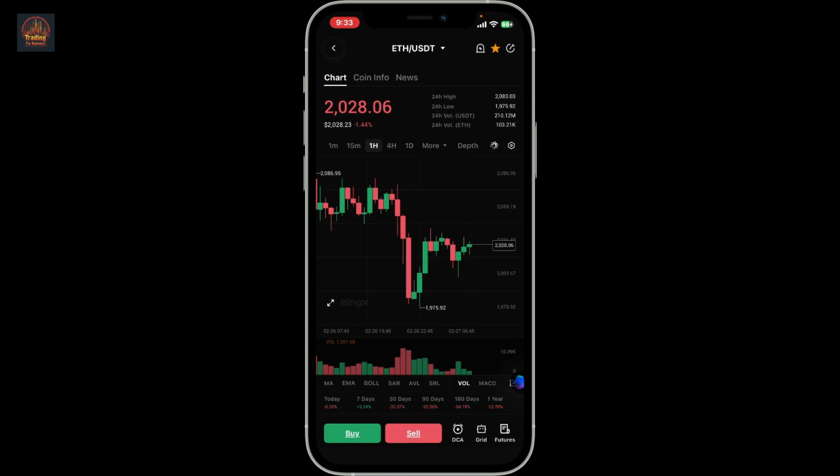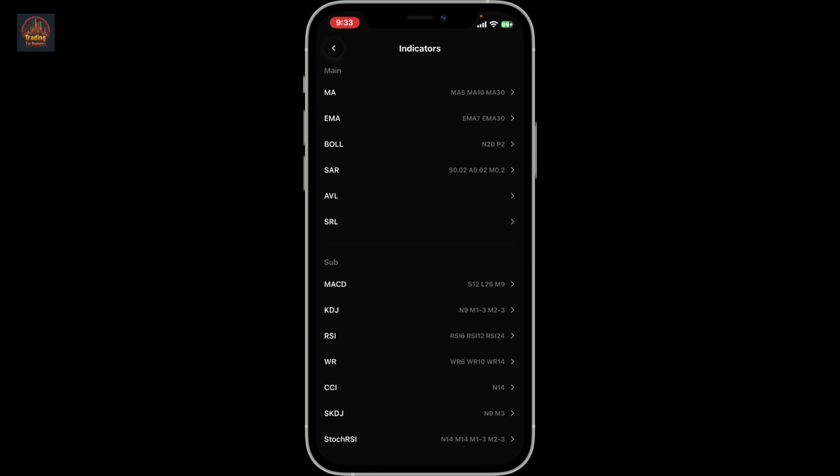To add tools, you can go to the indicator tab. To find the indicator tab, tap on the gear button right next to depth and then click on indicators. Once you're inside indicators, you can add tools such as RSI, MACD, moving averages, Bollinger Bands, etc. These help confirm your chart readings.